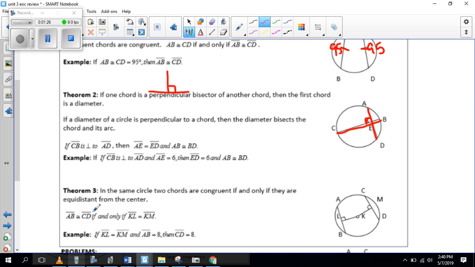So basically, it says, for example, CB is perpendicular to AD. So these are the perpendicular ones I have highlighted. It says AE, from A to E, is 6. What do you think E to D is? Well, it has to be 6 too, because they're congruent, because it bisects it.